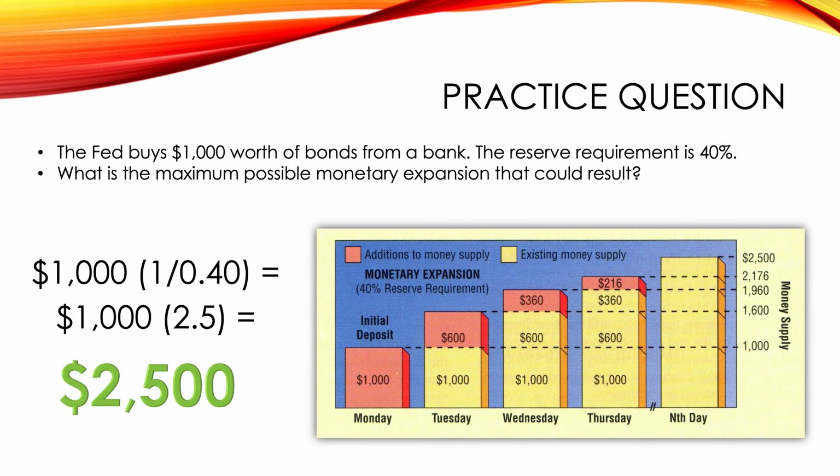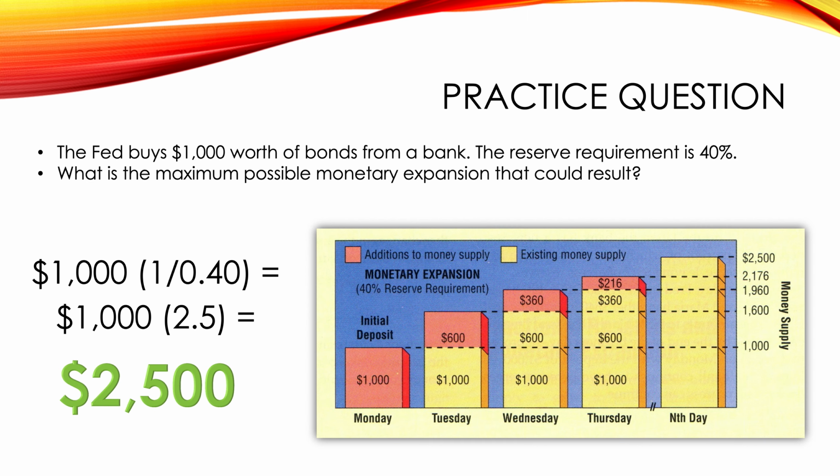So this is like the diagram from the other slide, except you can see that the amounts are much smaller. When the reserve requirement was 10%, the maximum monetary expansion from $1,000 was 10 grand. When the reserve requirement is 40%, that original $1,000 can only turn into $2,500 of money supply. Why is it so much smaller when the reserve requirement is bigger?